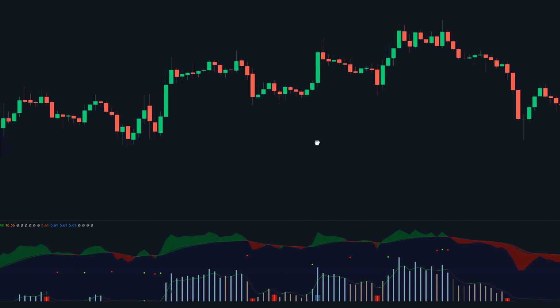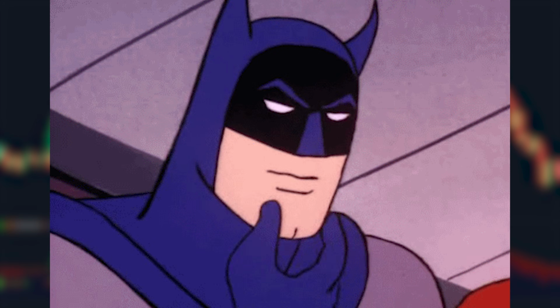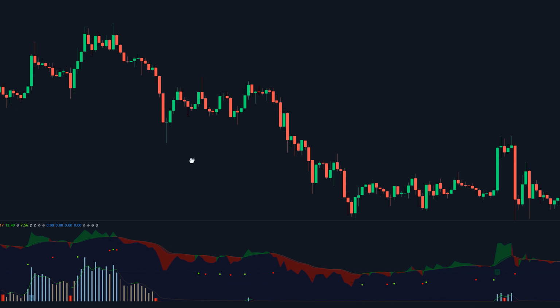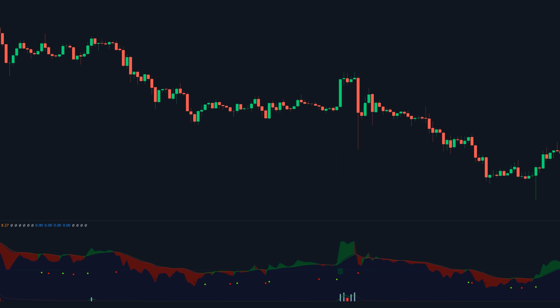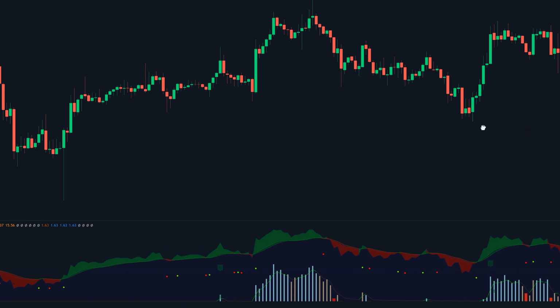Now, at this point in time, I know you may be thinking, but how can we use this indicator to actually take trades? Well, for that, we would need to add one more trading tool to the chart.